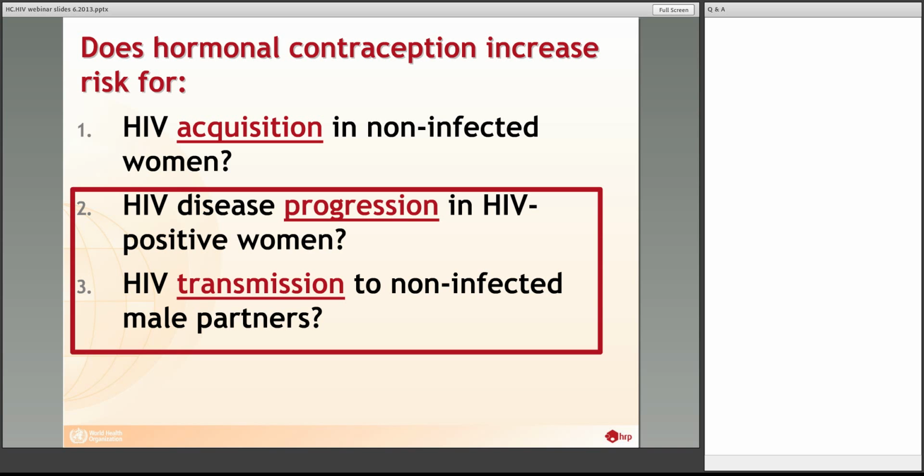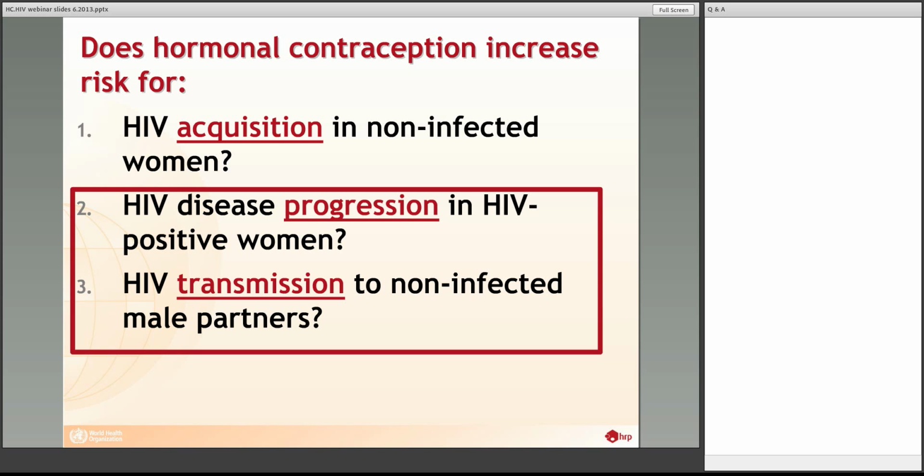So overall, after we reviewed the evidence, we concluded that the new evidence regarding HIV disease progression was consistent with the prior evidence and was generally reassuring. And though we did find that there was one study with direct evidence regarding HIV disease transmission to male partners, it was limited to one study, but it did suggest an increased risk with use of injectables.